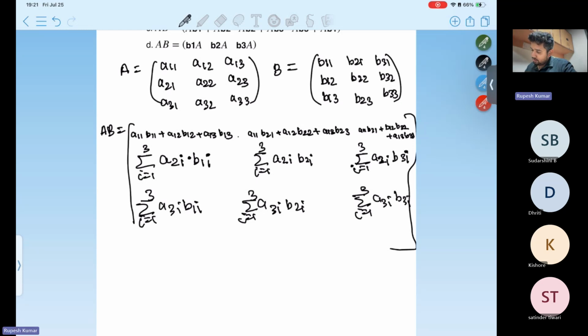Now, if you pay attention to each column of this matrix multiplication, right, everyone?